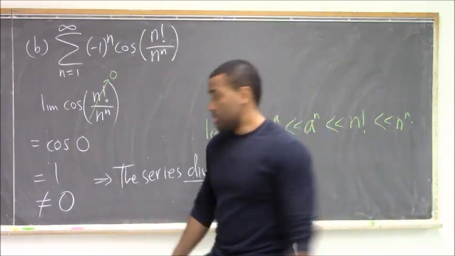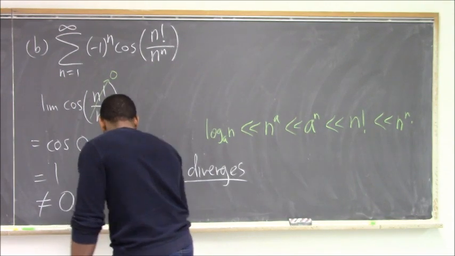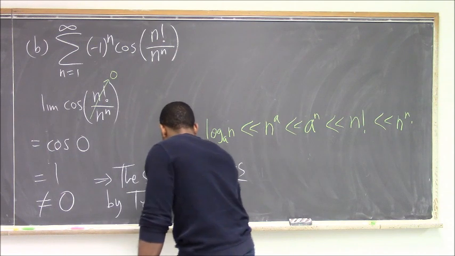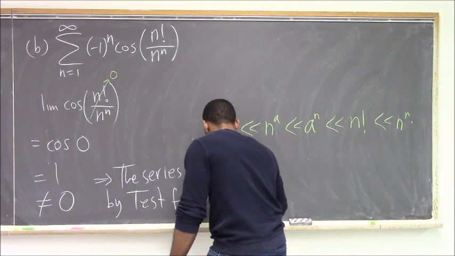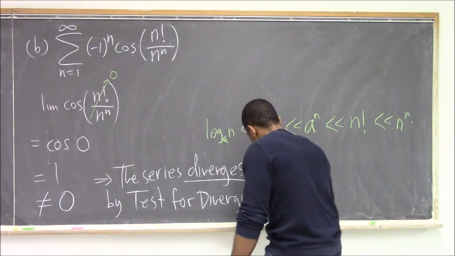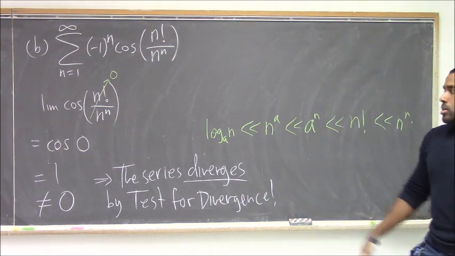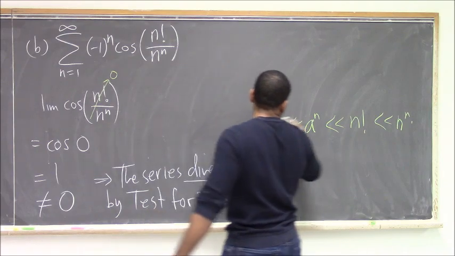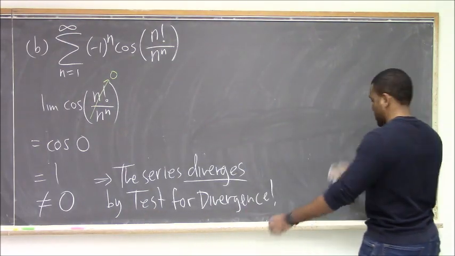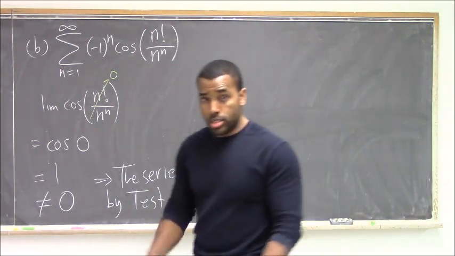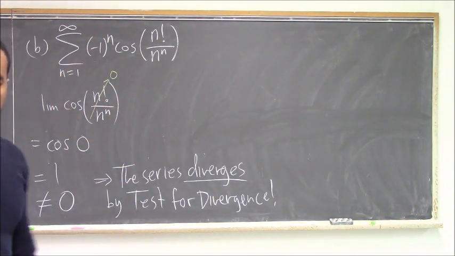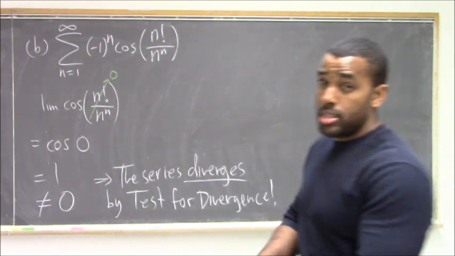How do we know it diverges? By the test for divergence. Using this to help me out, I know that that series actually diverges by the test for divergence. So, of course, to do that, you have to know how to deal with limits. So yeah, that was the answer to that one.